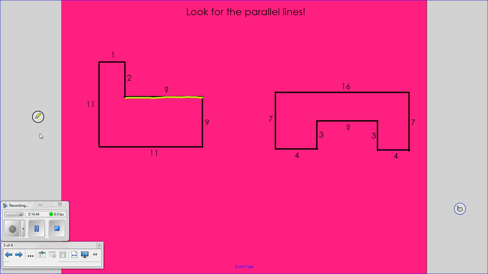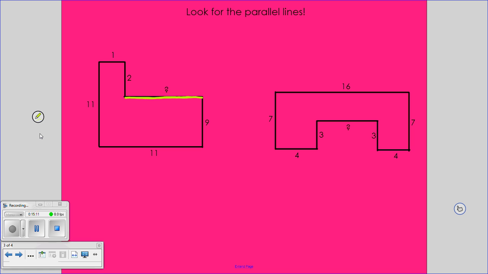Now we need to find the parallel line. Look at where that line is. We need to find the parallel lines. It's going horizontal. My line is going horizontal. What's going to be parallel to my question mark? It's going across this way.